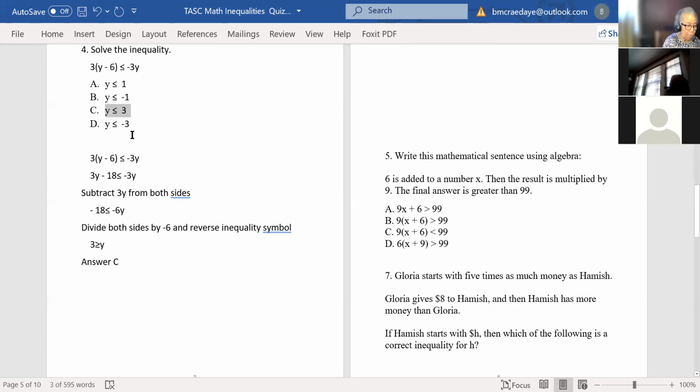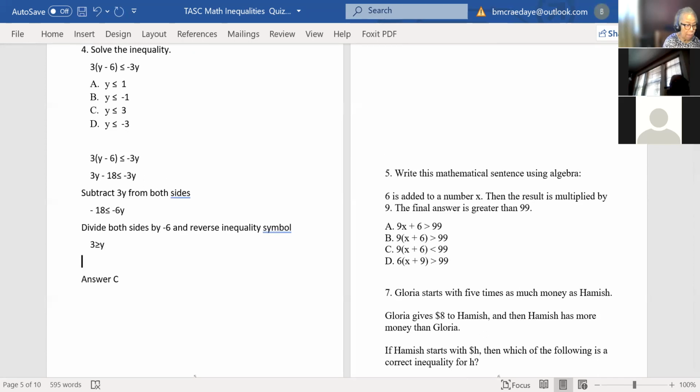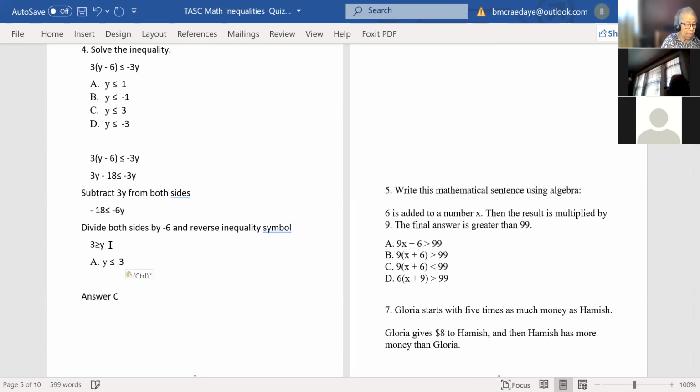That's the answer then. And putting the y on the other side and reversing, got y less than or equal to -3. Yes. All right. Very good, Vanessa. That was good. You got that one right.